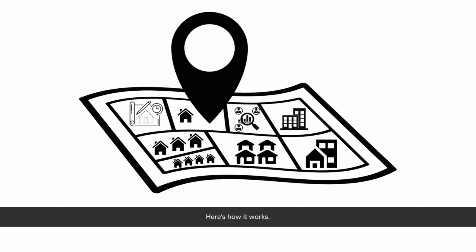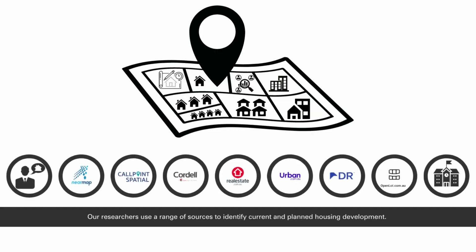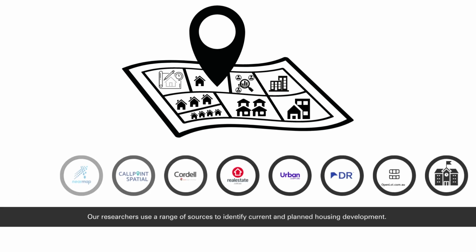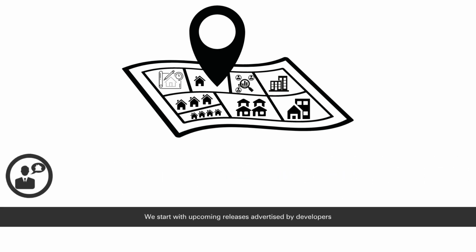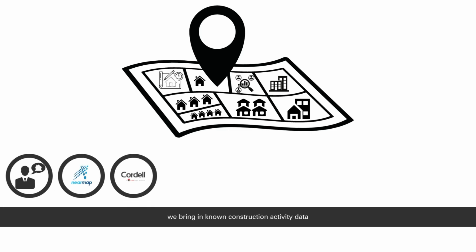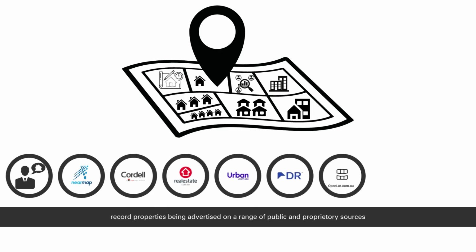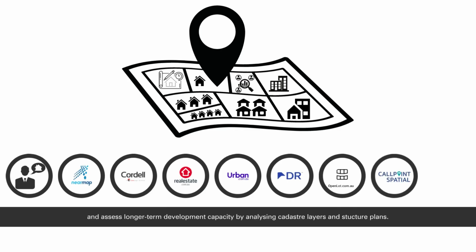Here's how it works. Our researchers use a range of sources to identify current and planned housing development. We start with upcoming releases advertised by developers. We look at satellite imagery to see projects that have broken ground. We bring in known construction activity data, record properties being advertised on a range of public and proprietary sources, and assess longer-term development capacity by analysing cadastre layers and structure plans.